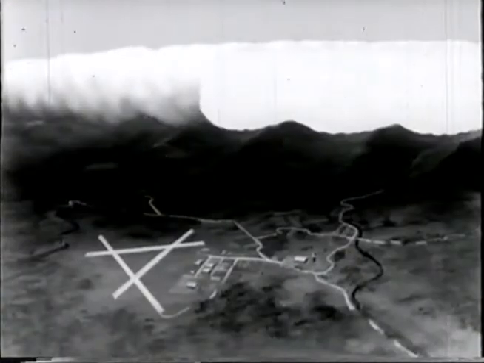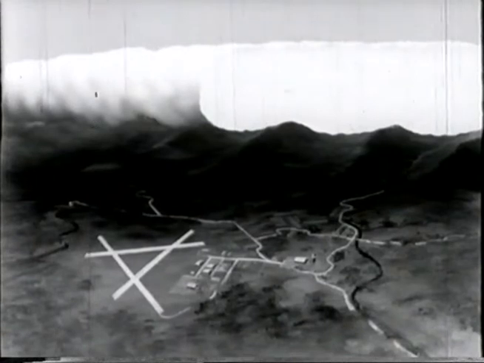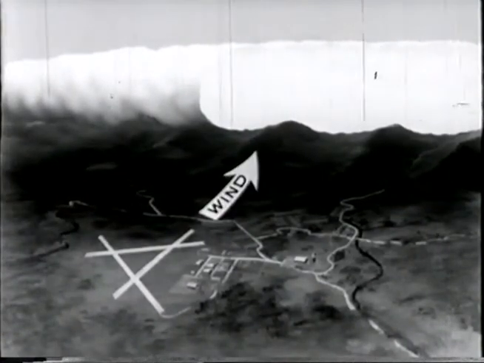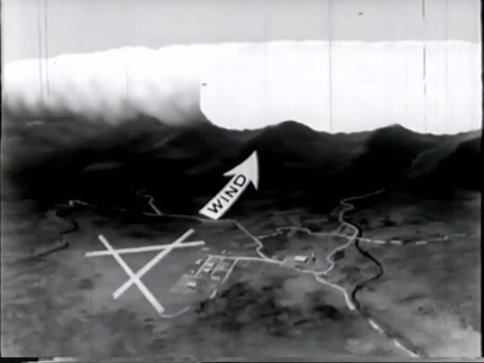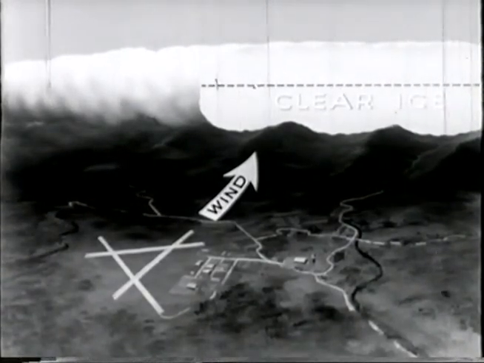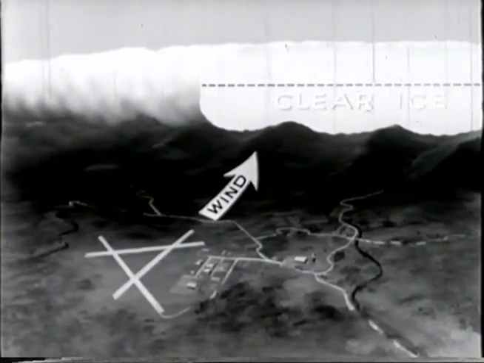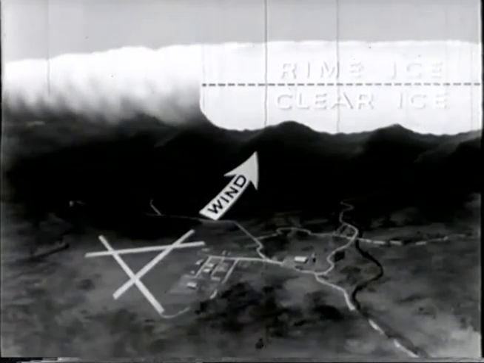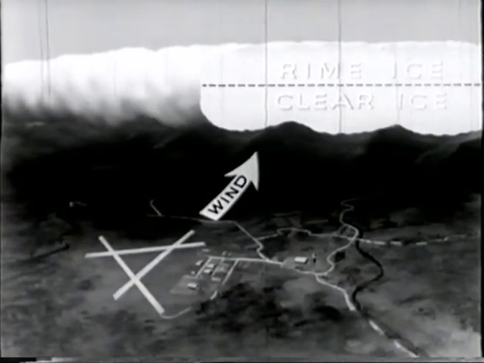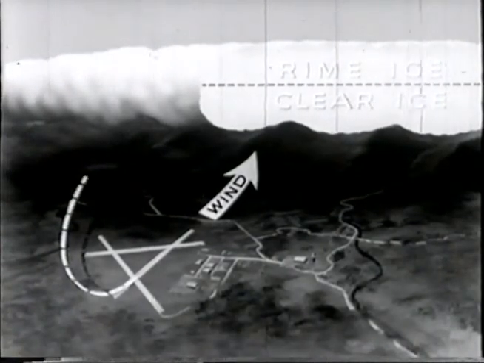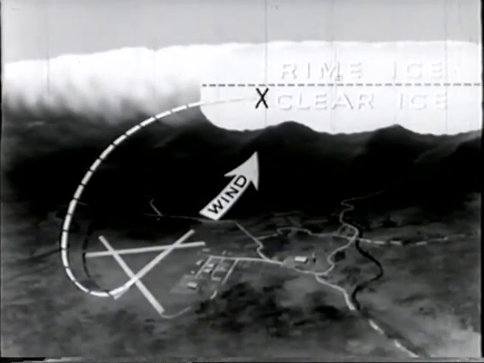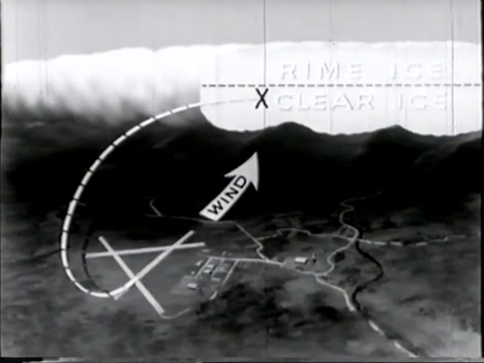Icing is often severe in upslope conditions where vertical air currents cause turbulence in clouds above mountains, particularly on the windward side. Regions of clear icing may extend 4,000 feet or higher above the tops of the mountains, with rime icing above the area of clear icing. A pilot taking off on the windward side of a mountain must avoid the danger zone which lies across his normal flight path.